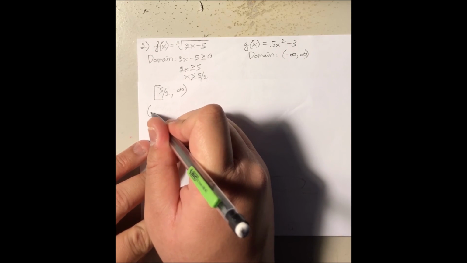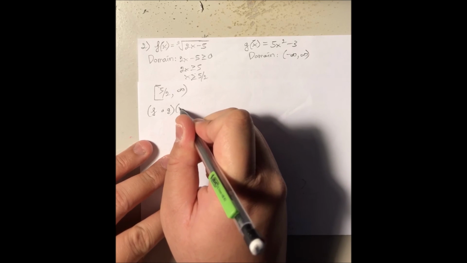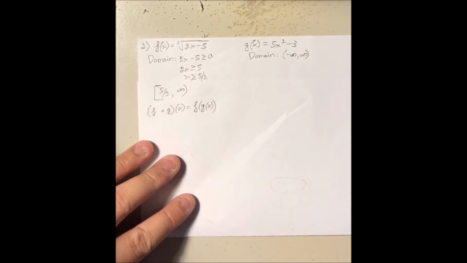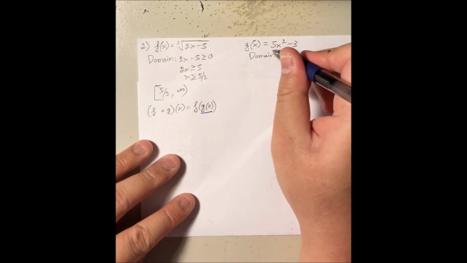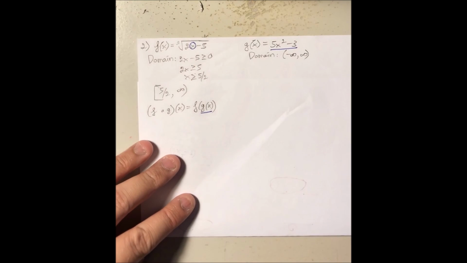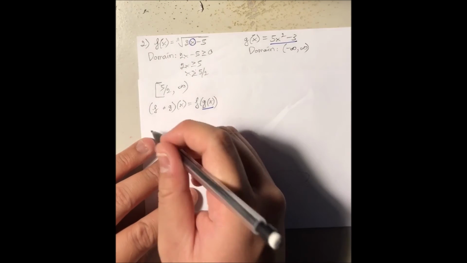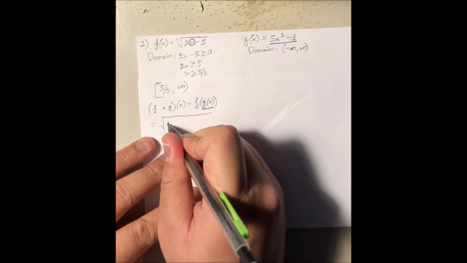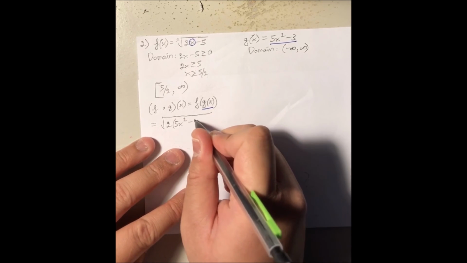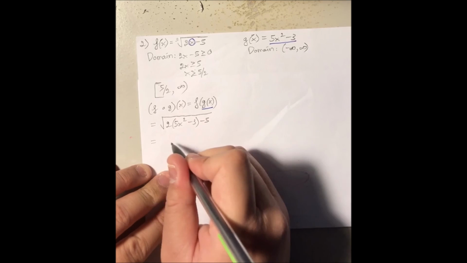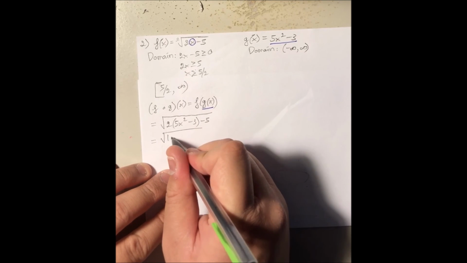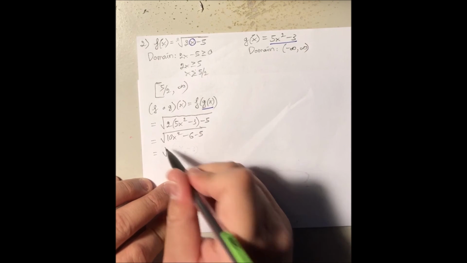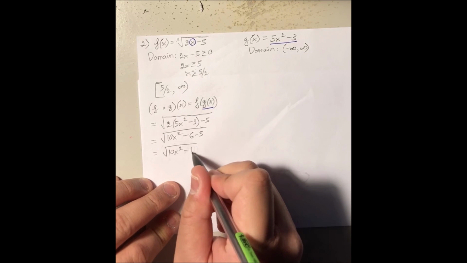So what is f composite g in terms of x, which is f of g of x? Basically, you take the entire function g and you replace the x of the f with that function g. So that means in this case, we are going to have the square root of 2 times 5x squared minus 3, and then minus 5, which is equal to, if we FOIL the 2, 10x squared minus 6 minus 5. Simplifying it down, we get 10x squared minus 11.